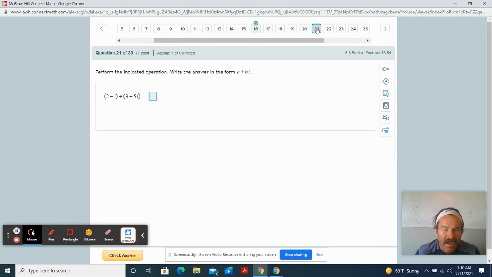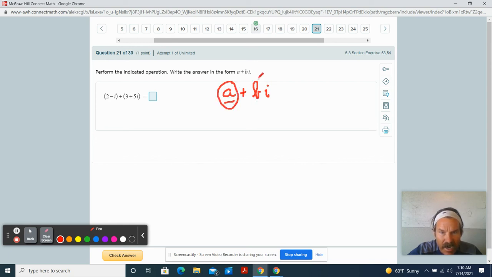Okay, these are called complex numbers. They're in the form a plus bi. A is the real number part, and bi is the imaginary number part. Normally it's written that way, as a plus bi. A and b will be numbers, but this is the real part, and this is called the imaginary part. If you combine a real and imaginary number together, it's called a complex number.